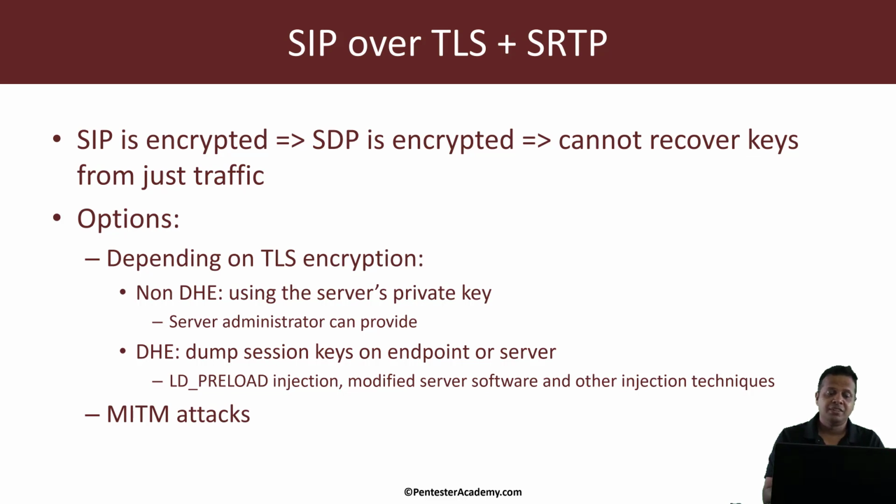Now, if this is a DHE-based encryption algorithm, where DHE is used for key exchange initially, then unfortunately you are going to be out of luck, because the only way would be to get the keys either from the VoIP endpoint or from the server dynamically as they're being created. It is possible to either modify the server code or do injection attacks using LD preload and whatnot, so that as the keys are generated using whatever TLS APIs are being used, like OpenSSL, at that point you can dump the keys out.